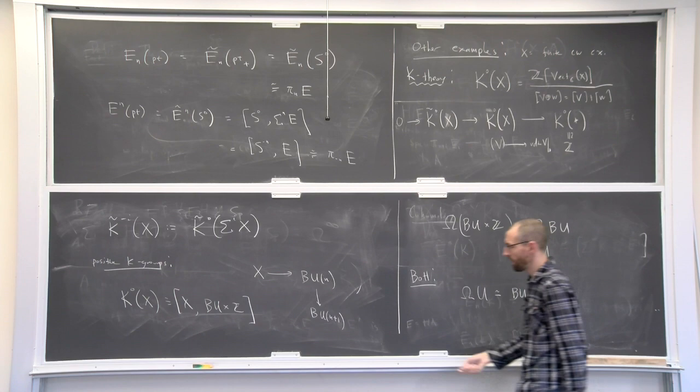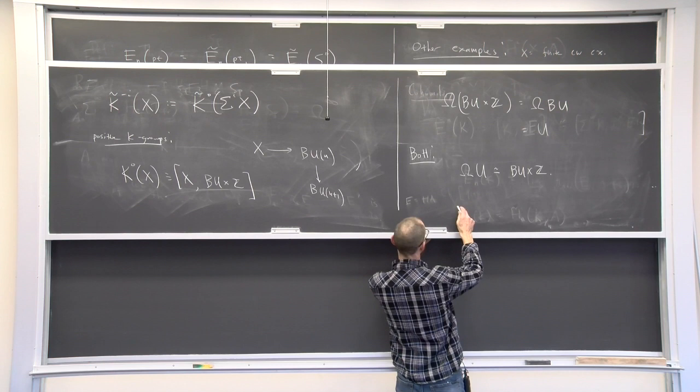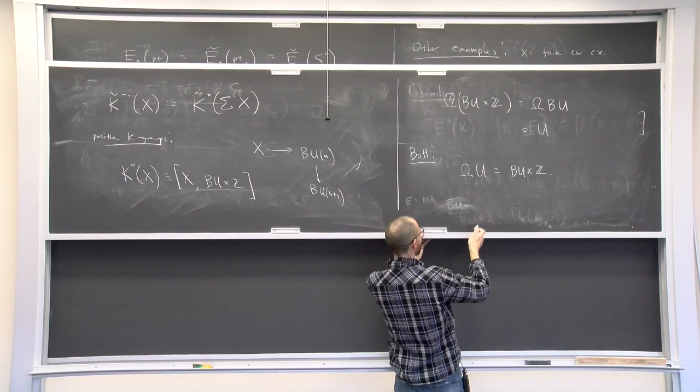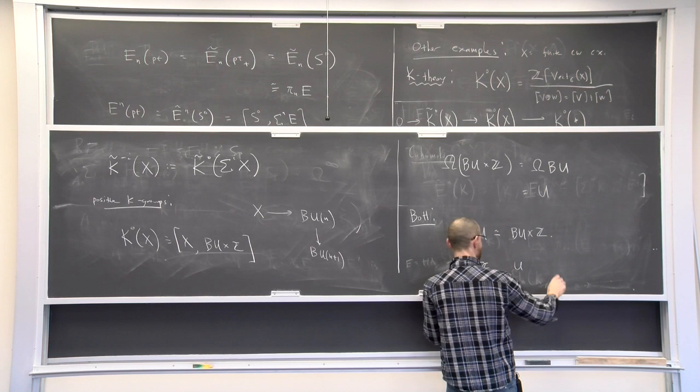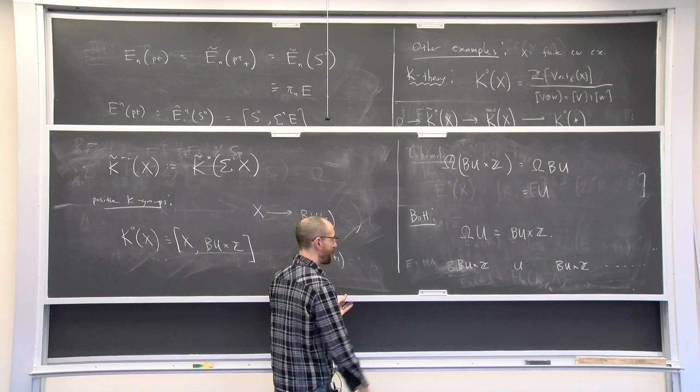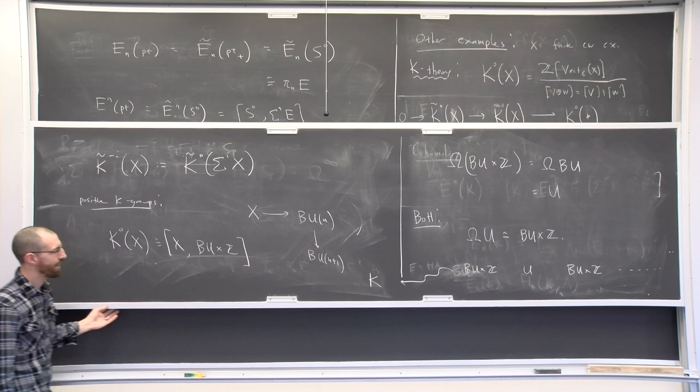This means that I can define an omega spectrum by taking the zeroth space. I can define an omega spectrum where the zeroth space is BU cross Z, the first space is U, the second space is BU cross Z, et cetera. And this will be the spectrum that defines K-theory, and hence defines the positive K-groups.